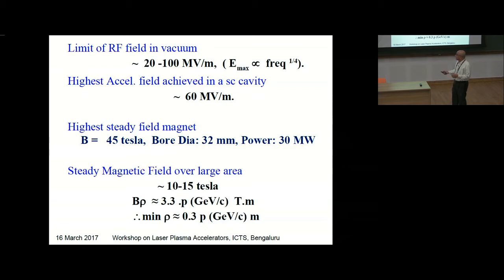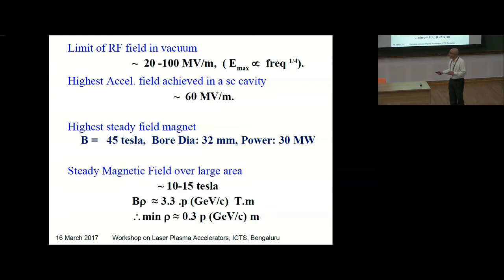Steady magnetic field over a large area has been established at 10 to 15 Tesla. Yes, over several meters it has definitely been generated in that range. Now, to give an idea of what the size of the accelerator would be with this kind of field, the B rho, which is the important thing for bending, basically the momentum of the beam, is given in very convenient terms as 3.3 times the momentum of the particle in GeV/c, in Tesla meters. Tesla is 10 to the power 4 Gauss.